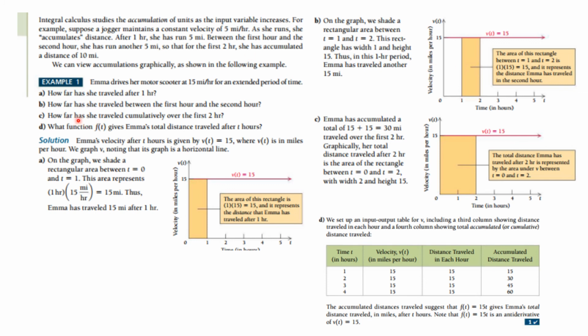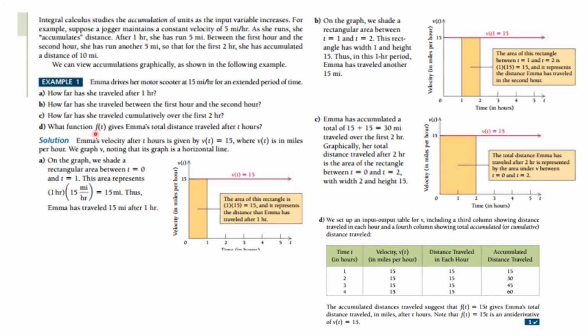In C, how far has she traveled cumulatively over the first 2 hours? Well, it's the addition of this rectangle and this rectangle, or it's this rectangle. And so you see this side is 2. The height is still 15, so the answer is 30. And there it's 30 miles that she's traveled.